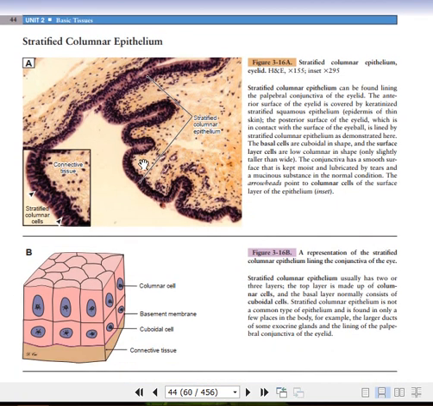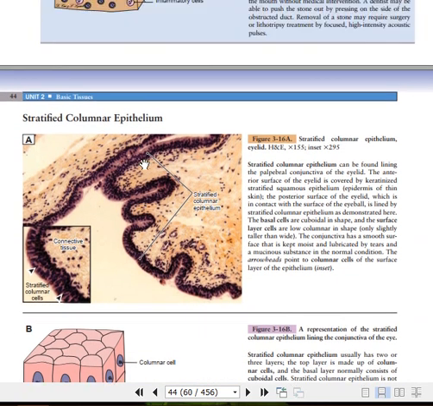The next stratified epithelium that I'm going to speak about is the stratified columnar epithelium. This stratified columnar epithelium has been taken from the palpebral conjunctiva. You need to know that stratified columnar epithelium is very rare. One of the locations where it is found is the conjunctiva of the eyelid, and not any conjunctiva, it is the palpebral conjunctiva.